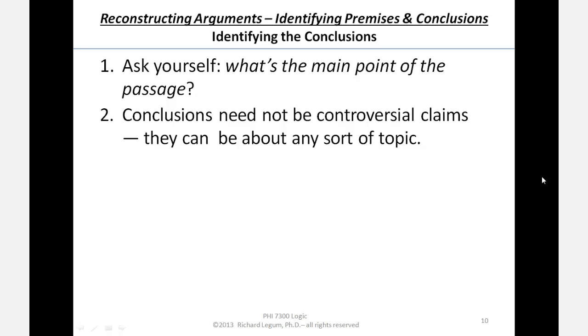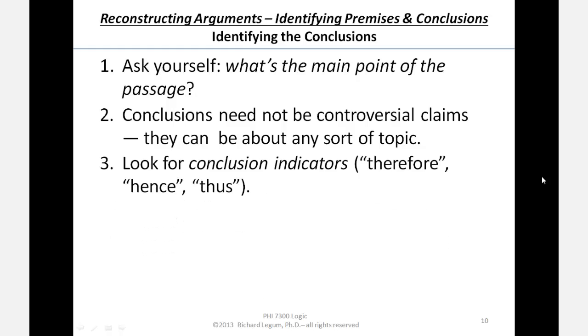Now, bear in mind that conclusions don't have to be controversial claims, and they can be about any kind of topic. It doesn't have to be a philosophy. It doesn't have to be about academic stuff. It could be about fashion. It could be about cars. It could be about sports. It could be about music. And look for conclusion indicator words.